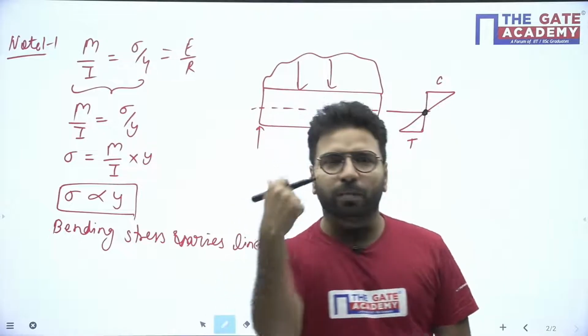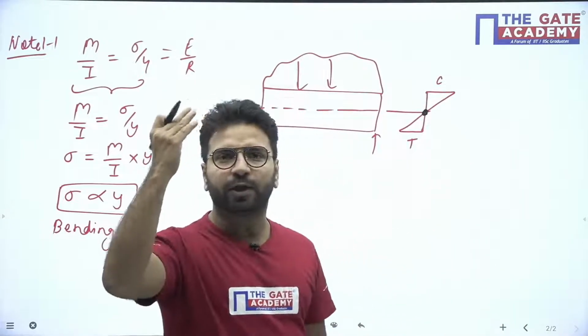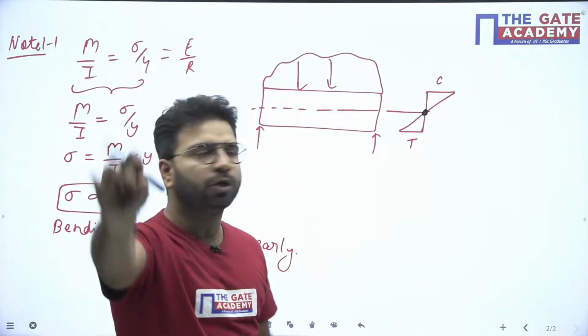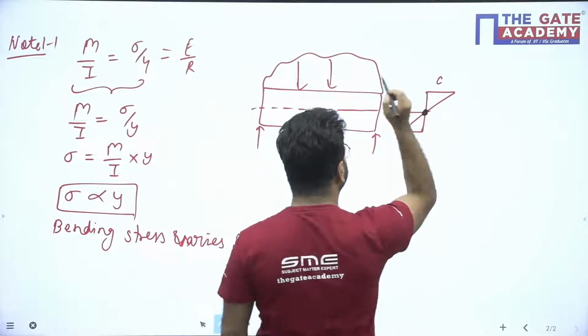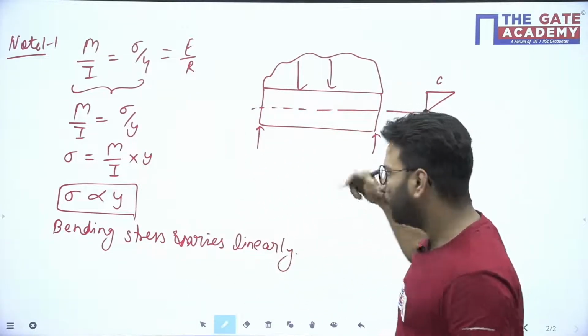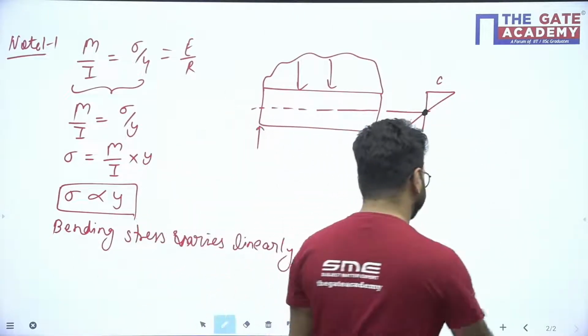Why? By common sense also you can say, because y is the distance from the neutral axis. So the distance of the neutral axis from the neutral axis will be 0. So definitely bending stress will be 0 at the neutral axis, beta. Okay, any doubt in this one? I hope there is no doubt. So this is the one concept: bending stress always varies linearly.